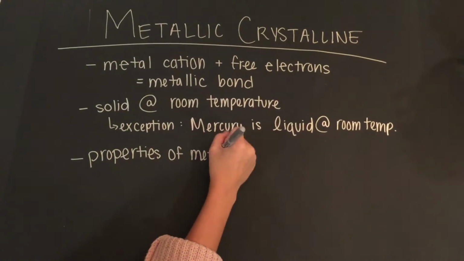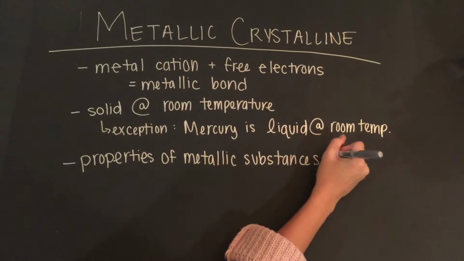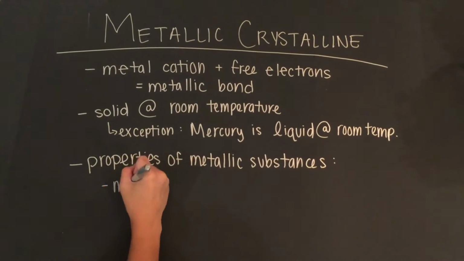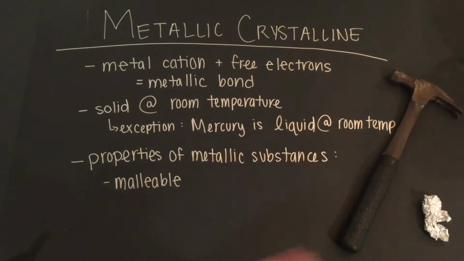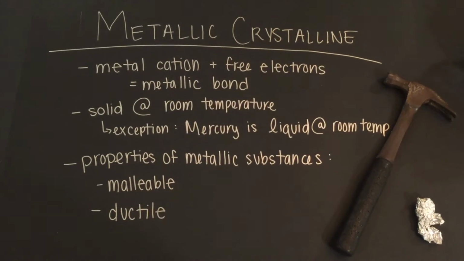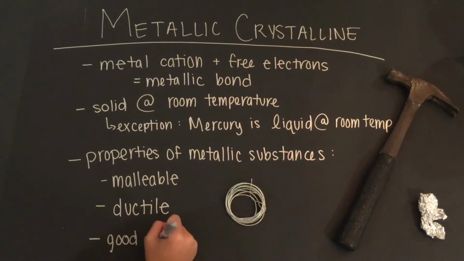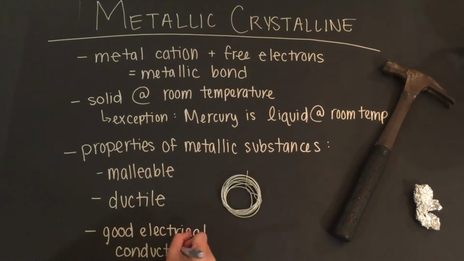Metallic substances contain a specific set of properties that are exclusive to other types of solids. They are malleable, meaning that they can be reshaped through physical force, like hammering. They are ductile and are used to produce thin wire. Finally, they are good conductors of electricity.